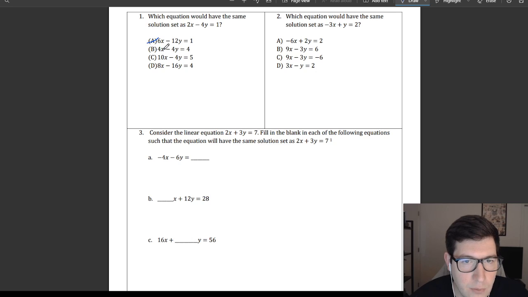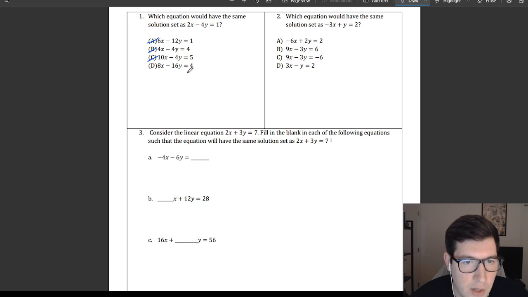Looking at b, I have 4x. So I've gone from 2x to 4x. So I'm multiplying by 2. Then I have minus 4y. So I should have minus 8y. I don't. So again, this one's out. Moving down, I have 2x going to 10x. We're multiplying by 5. So I should have minus 20y, right? I don't. Again, we are out.